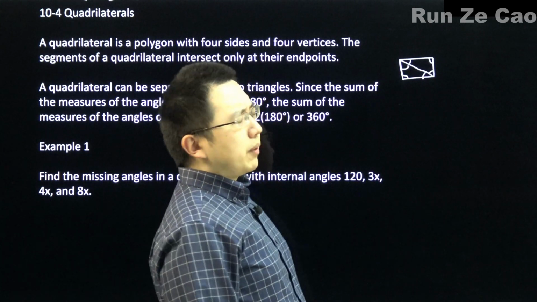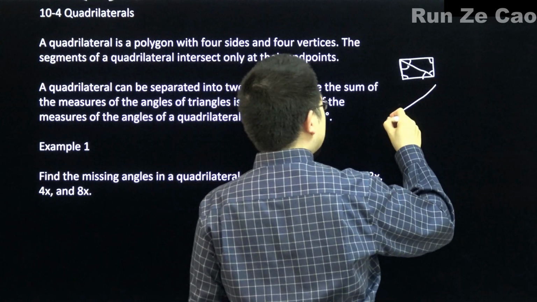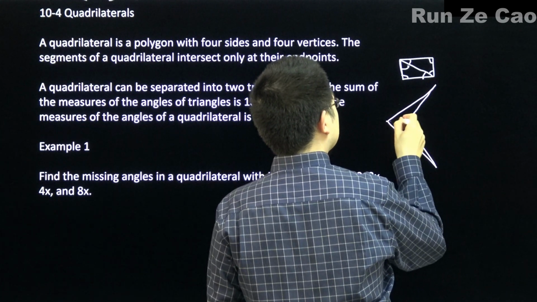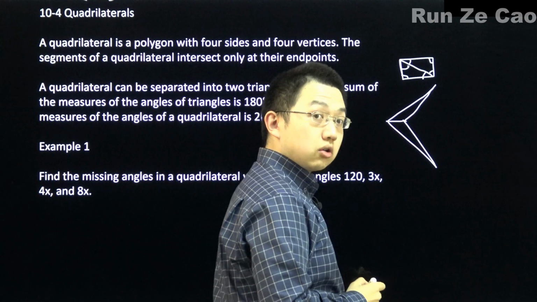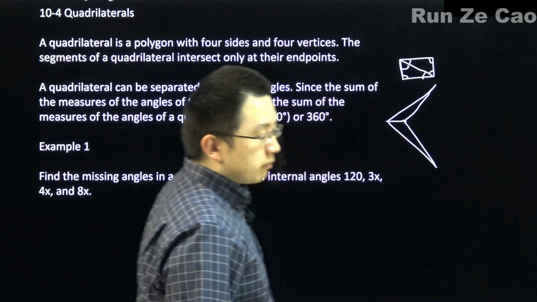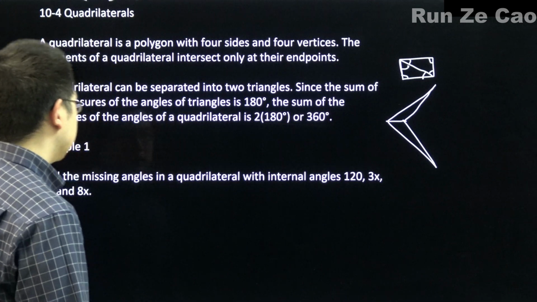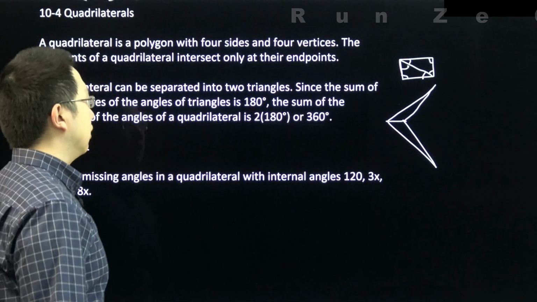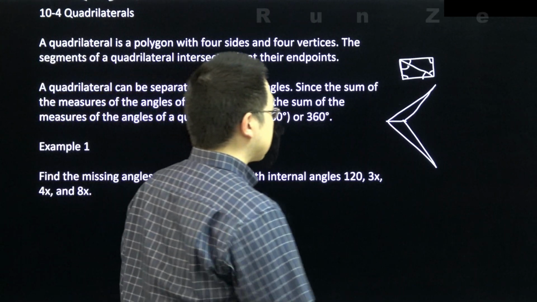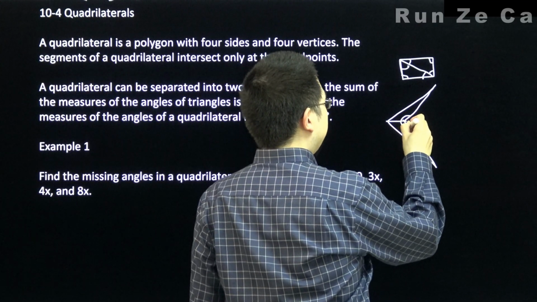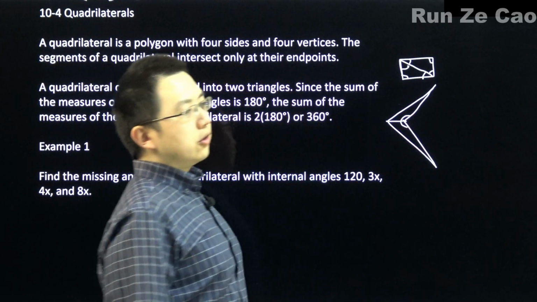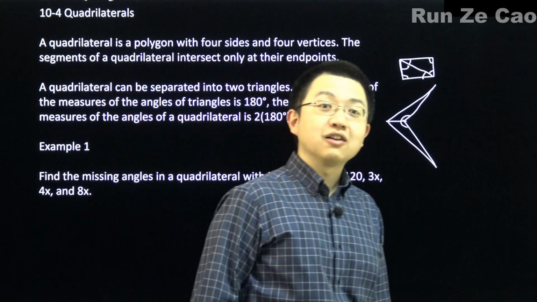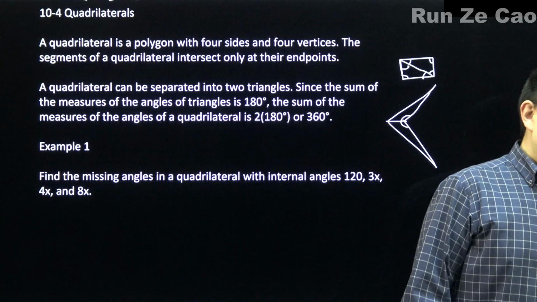Okay. But what about something like this? Well, you can cut into two triangles like this. So, the sum of the measures of the internal angles of a quadrilateral is 360 degrees, even if one of those internal angles may be a reflex angle, so greater than 180 degrees.